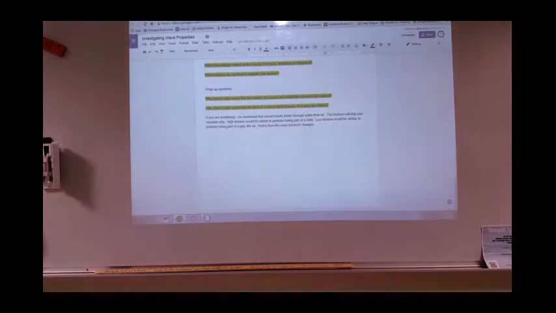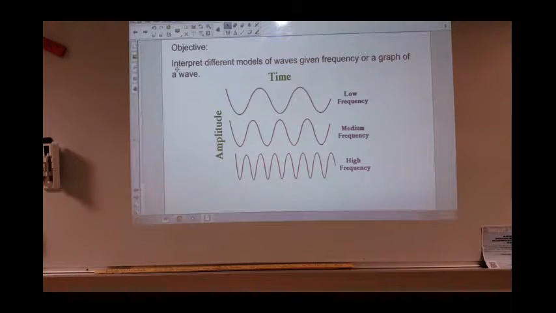So that was just a quick review of what we've done so far. Where we're heading next is, can you actually produce models of the waves given a frequency or a graph of the wave? Can you describe a wave accurately?